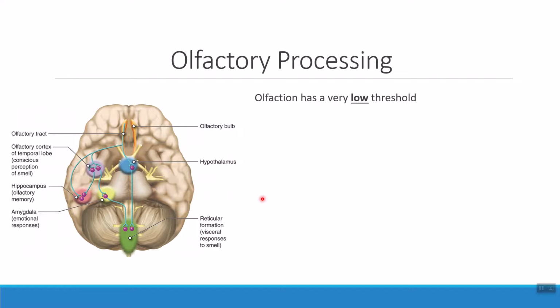When we talk about smelling, olfaction is a sense that we would say has a very low threshold. We talked about threshold when we talked about pain, so here's a quick reminder that threshold is the level that a stimulus has to be at for you to be able to detect it. So when we say olfaction has a low threshold, what we're saying is you don't need very many odorants to be able to smell something. So the first thing to know about smell, it doesn't take a lot of chemicals for you to detect it.